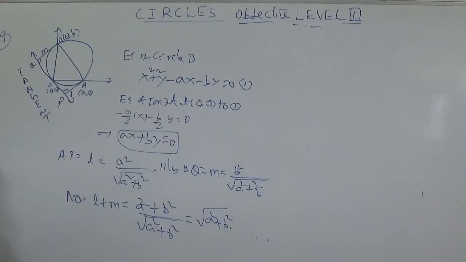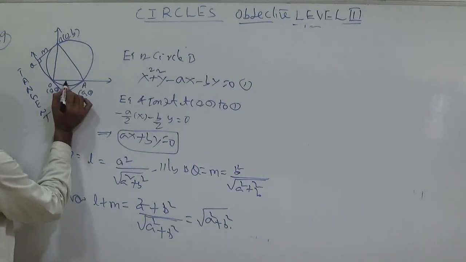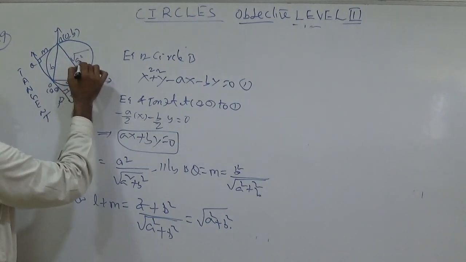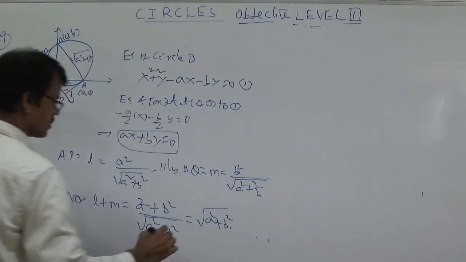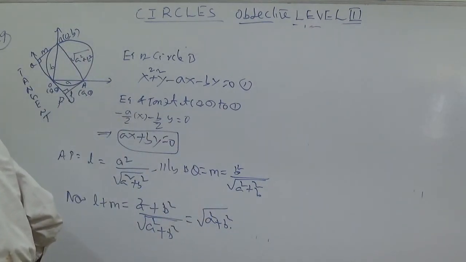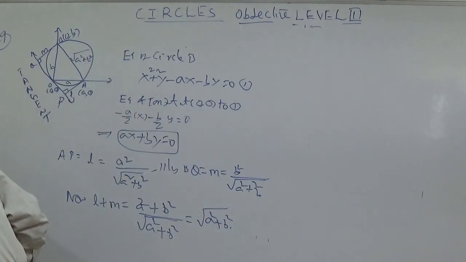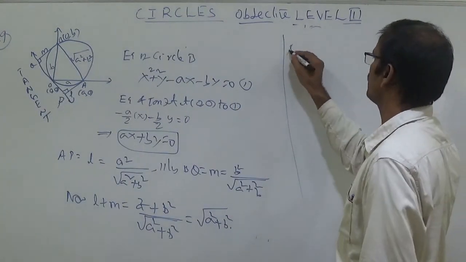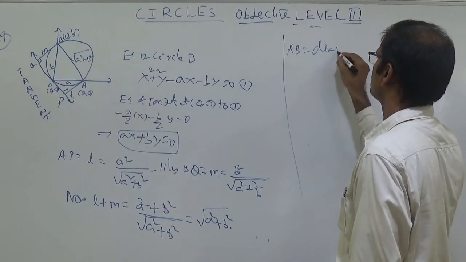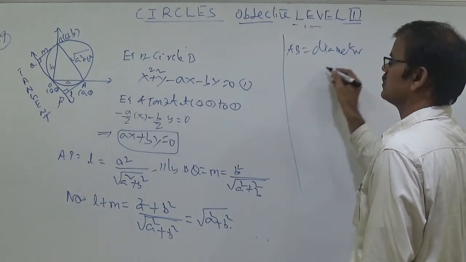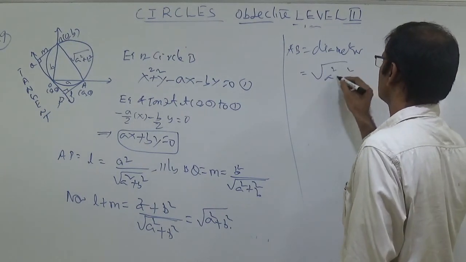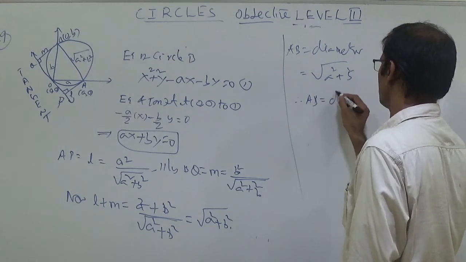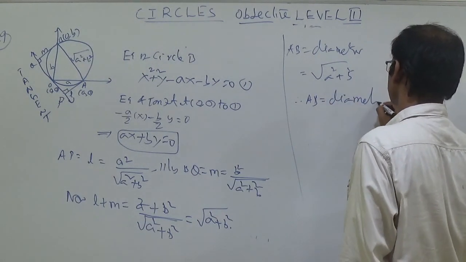So what is root of a square plus b square? According to the condition, OA is equal to a and OB is equal to b and AB is equal to root of a square plus b square. According to the question, he is asking about AB with respect to the tangent at the origin, and the diameter is AB. AB is equal to the diameter according to the right angle triangle concept. Therefore, AB equal to the diameter is equal to L plus M.